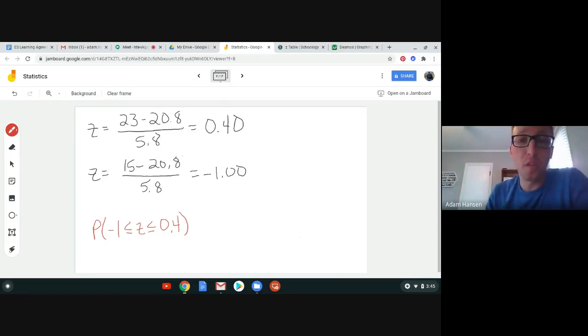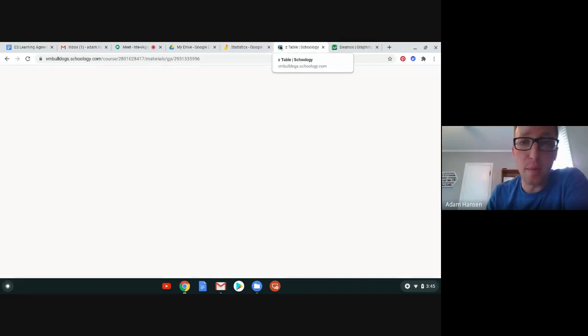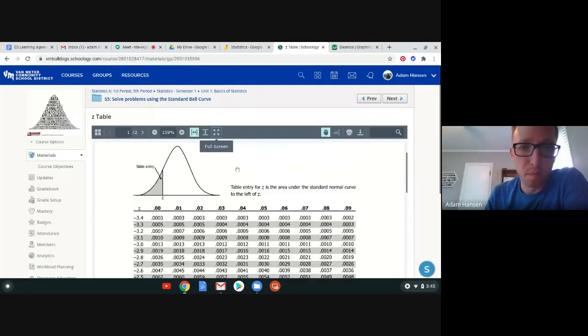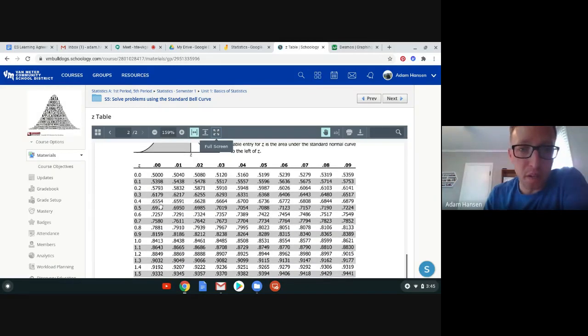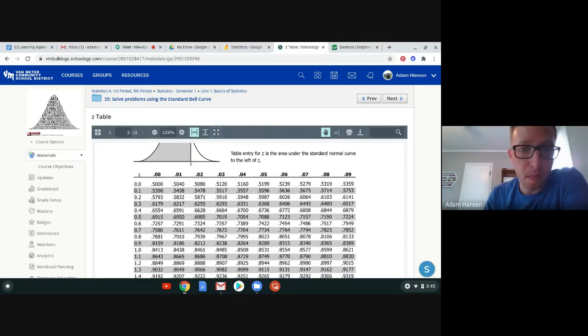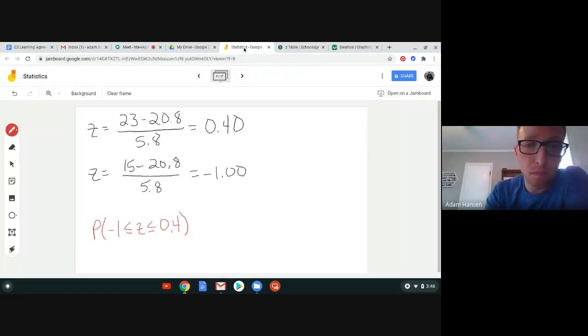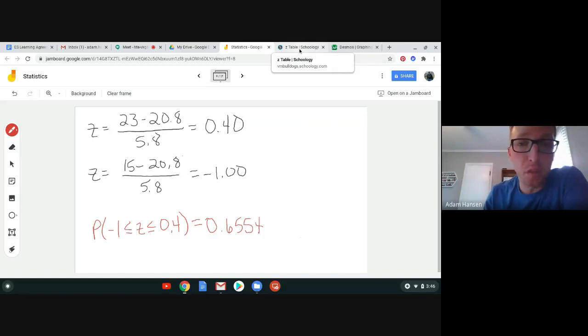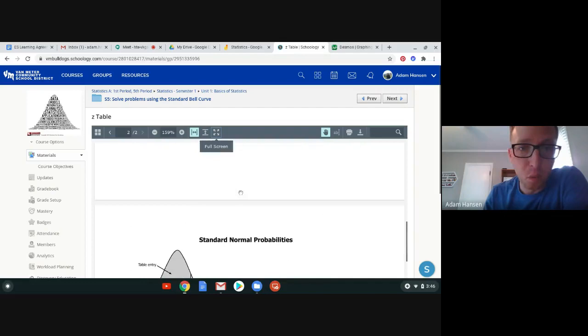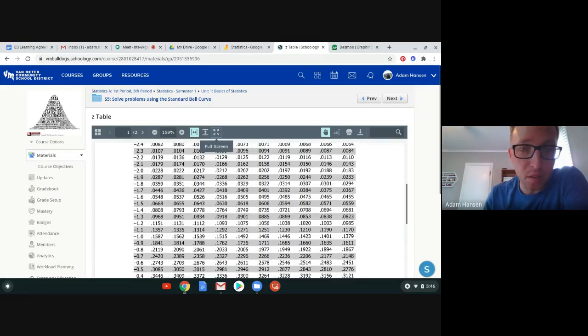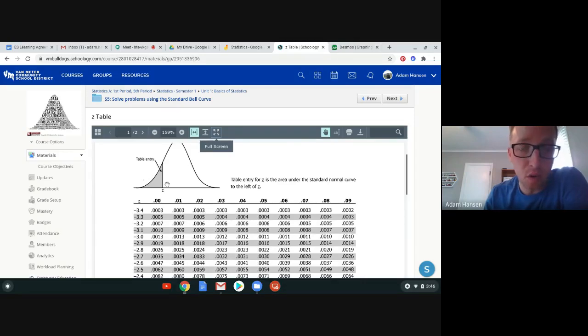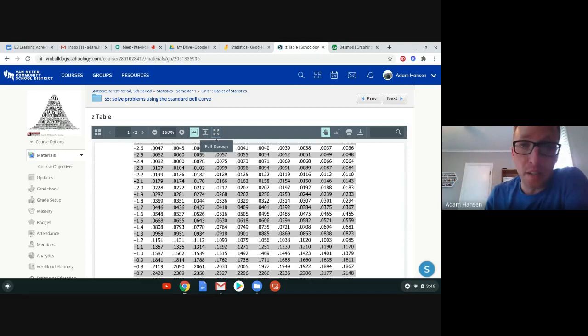So let's look up the proportion of the normal distribution for each of these and then subtract, using the z-table. 0.4 is 0.6554. Everything that is 0.4 and to the left accounts for 65.54%. So we'll write that down. Now let's go ahead and look up the proportion for a z-score of negative 1. Negative 1 is 0.1587. Everything in the left tail less than a z-score of negative 1 accounts for 0.1587 of the normal distribution.